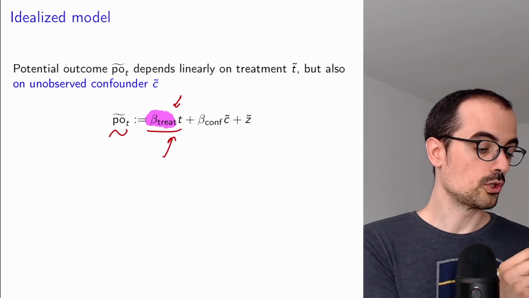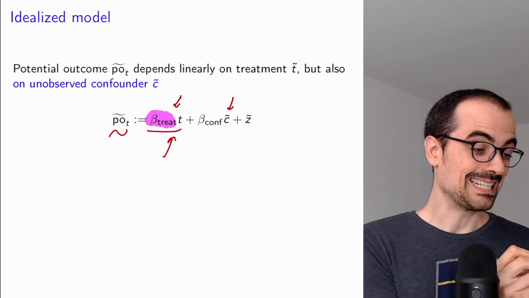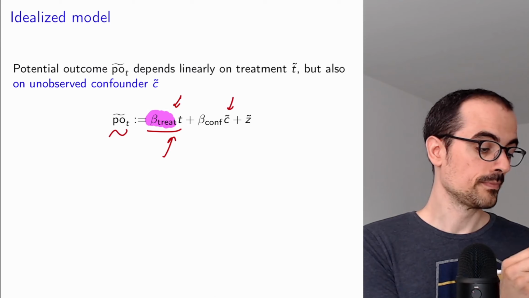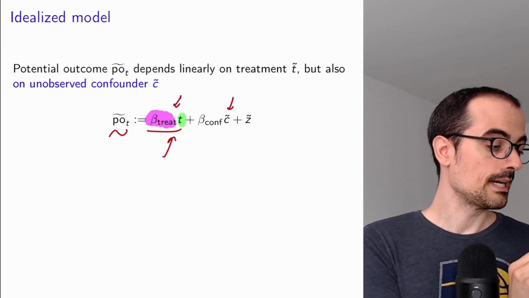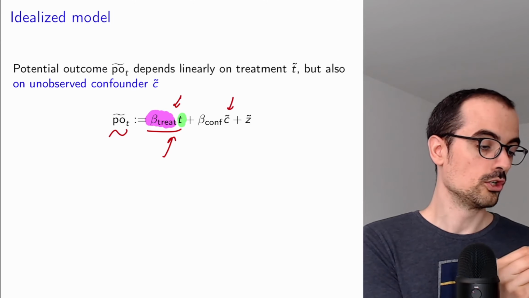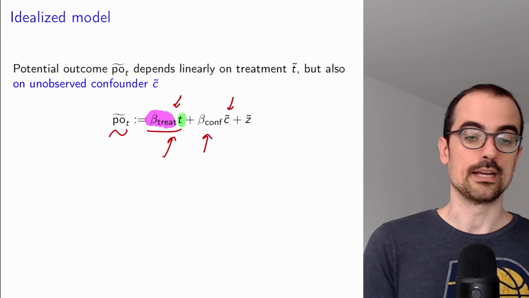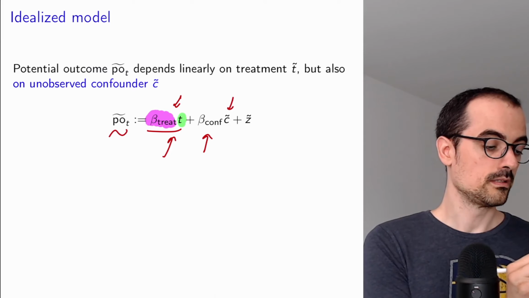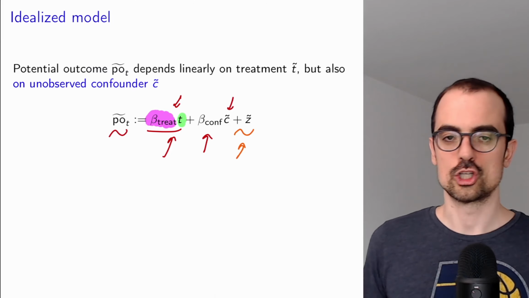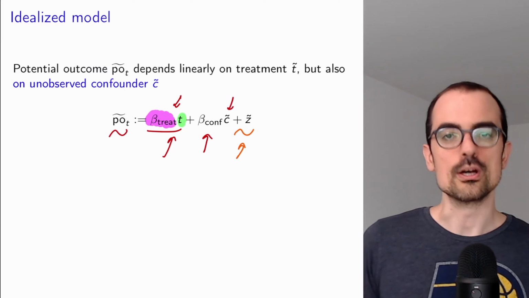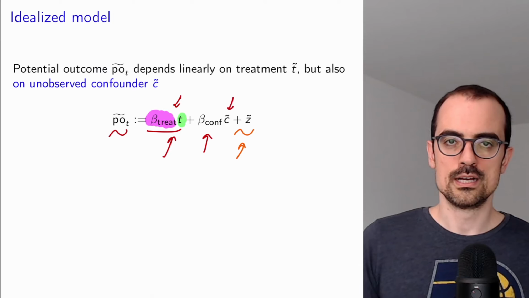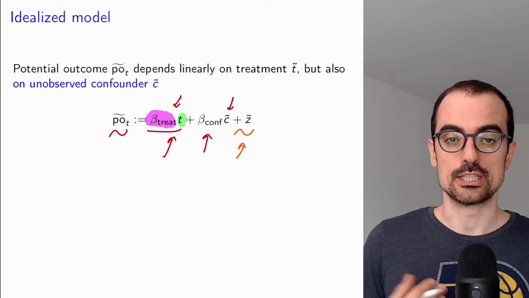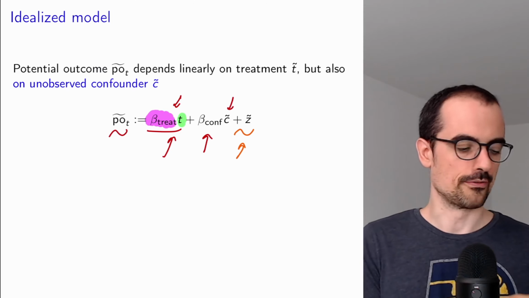But there's also a confounder C that can be dependent on the treatment, and that is multiplied by another constant, beta confounder. And apart from that, we can also have some additive variable Z that is not dependent on anything. It's just random noise, which reflects other quantities that could have an effect on the potential outcome, but are uncorrelated with the treatment and the confounder.